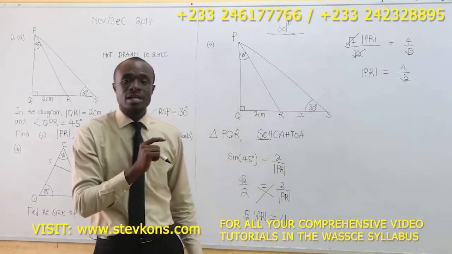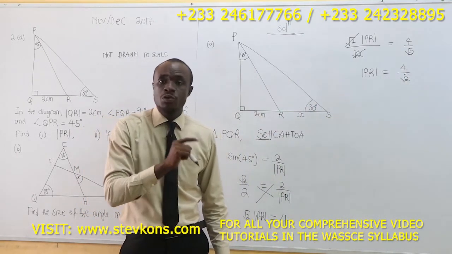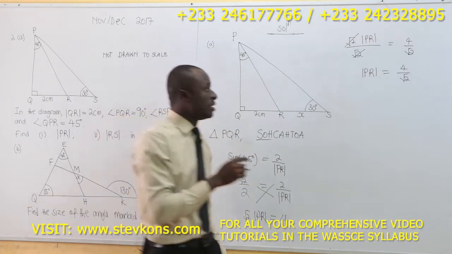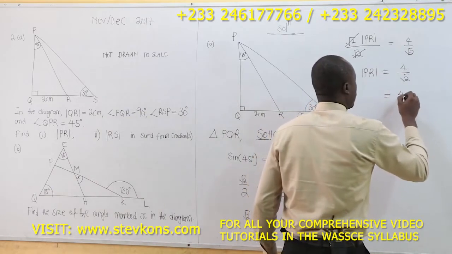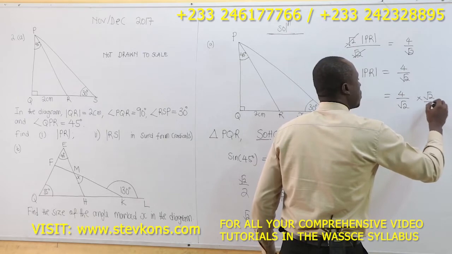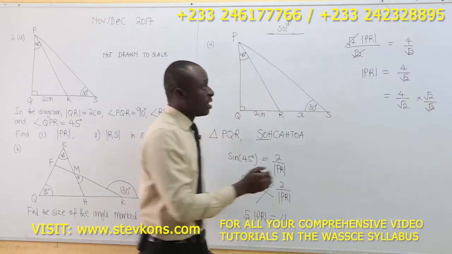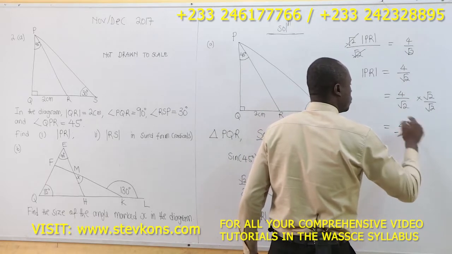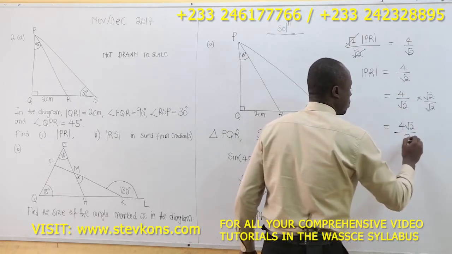Now we can't leave our answer in this way. What are we supposed to do? We are supposed to rationalize. So we multiply the top and bottom by the denominator. So we have 4 out of root 2 times root 2 out of root 2. Now 4 times root 2, and this is 4 root 2. Root 2 times root 2, that's 2.